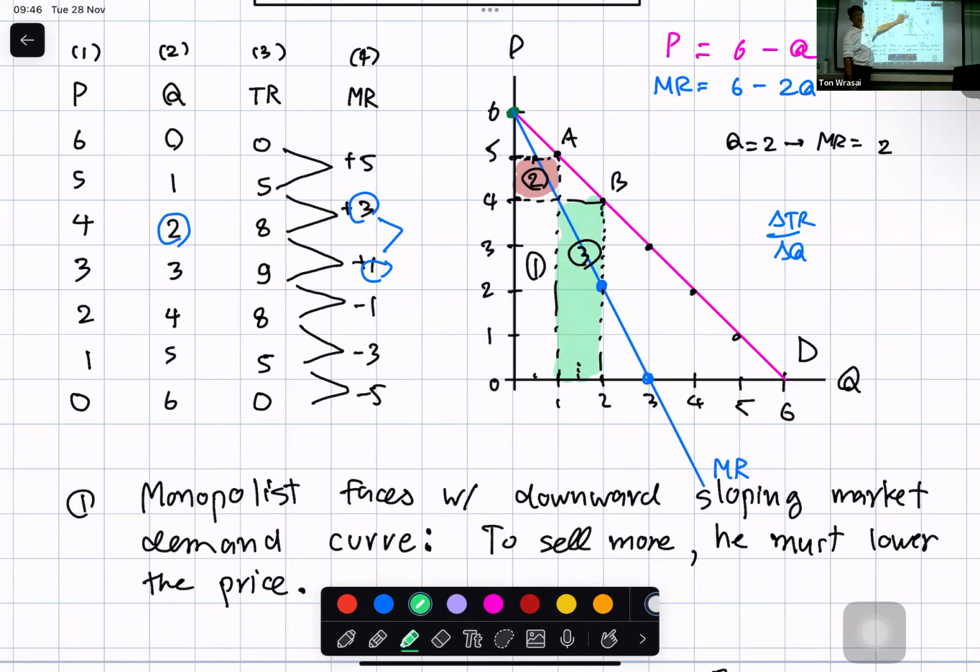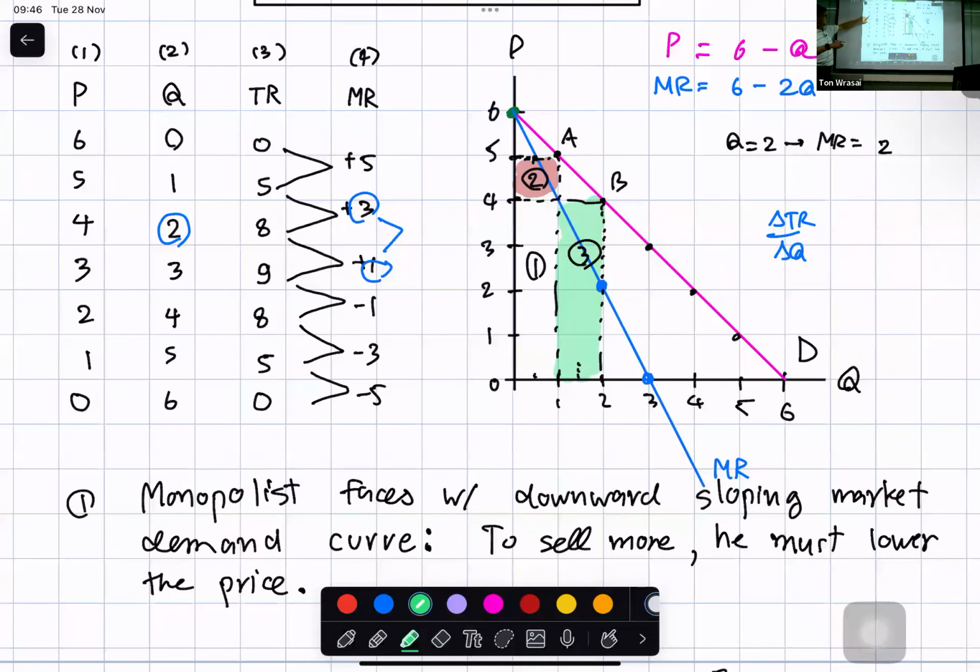Do this operation, reduce the price from 5 to 4. Sales increase from 1 to 2. Revenue changes from area 1 plus 2 to area 1 plus 3. We lost area 2, but good news, we gain area 3. And now check the marginal revenue.